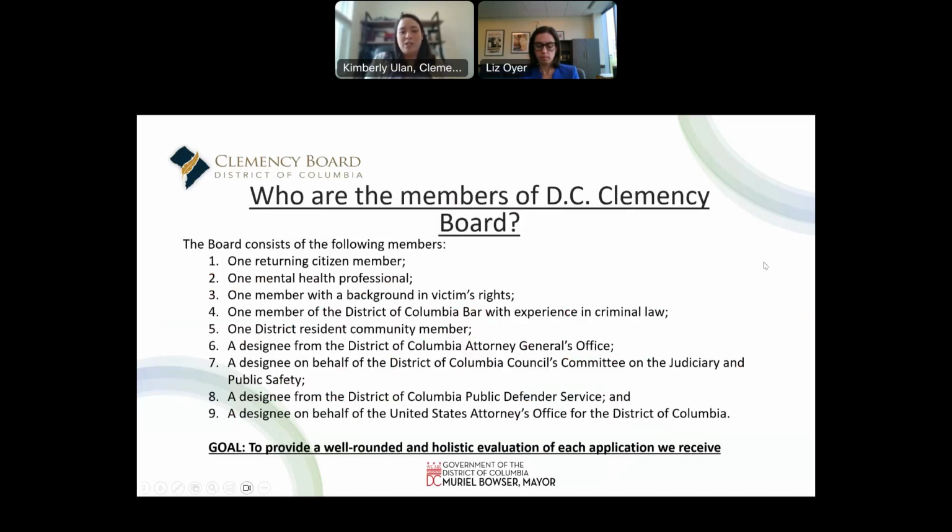So we have board members. We try to make sure that it's as well-rounded as possible. So we have a returning citizen member, a mental health professional, a member with victim rights experience, a member of the District of Columbia Bar, and then we have a district resident who is a community member. From there, we have designees, one from the district's attorney general office, one from council, and then a designee from the public defender's service, and then someone from the U.S. Attorney's Office for the District of Columbia.